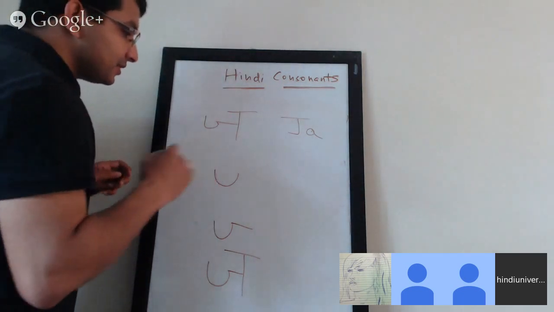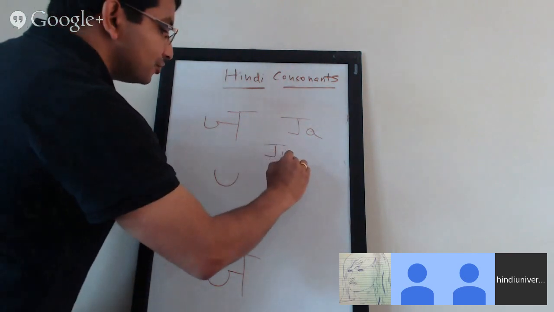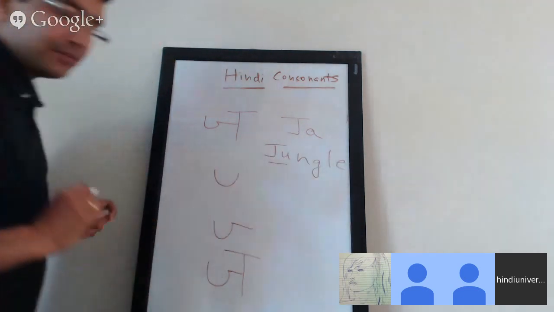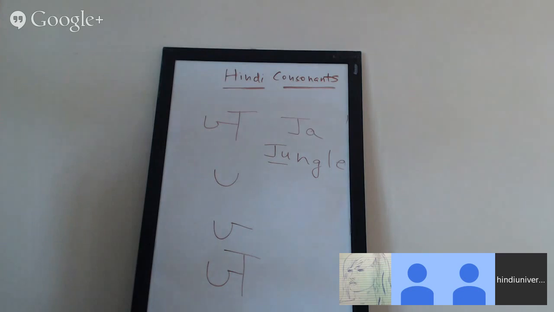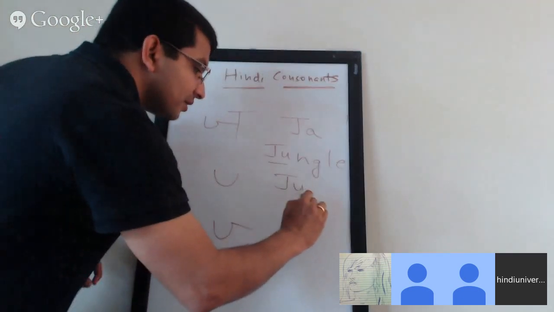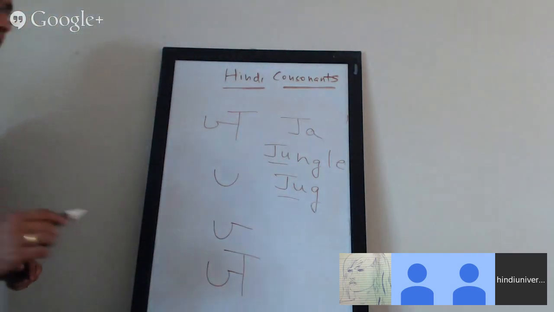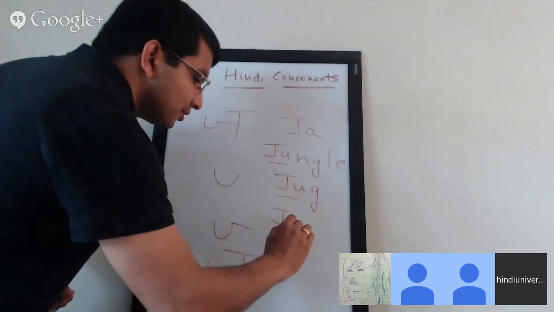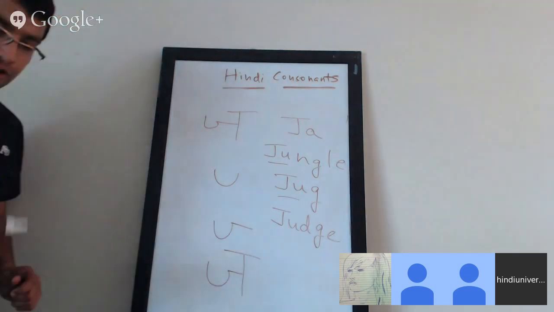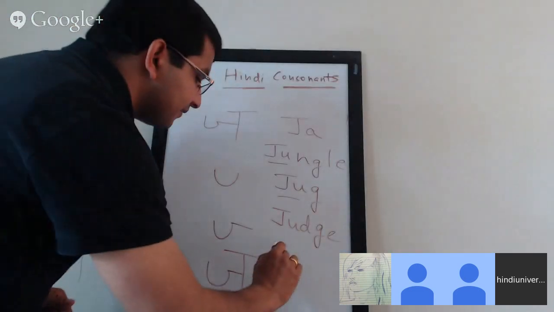Some of the examples here would be words like jungle, J, jungle, clear and simple. Another would be jug, jug, and then judge. It also has a J sound in it, judge, or the Hindi word, jahaj.